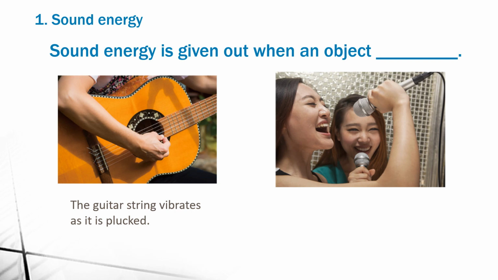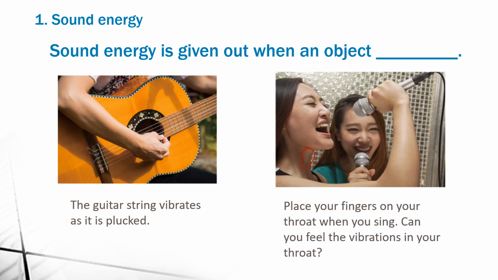Try to do the following experiment. If you want to say something or sing, use your hand to touch your neck. You'll feel something happening. You can feel the vibration of your throat. 你個喉嚨、你個聲帶嗰啲位會震動. Sound energy can be produced when an object vibrates, 震動.